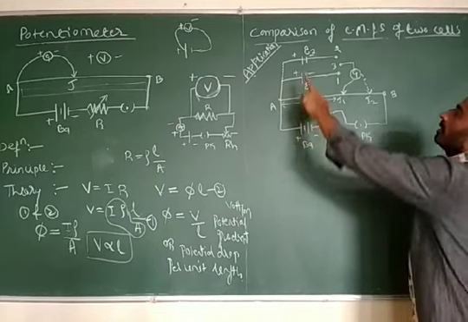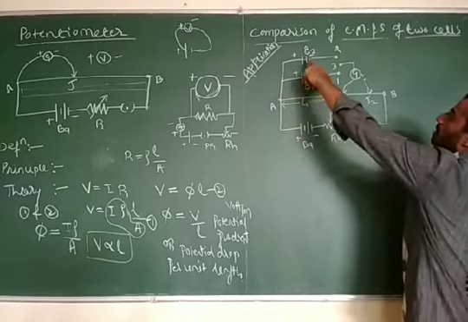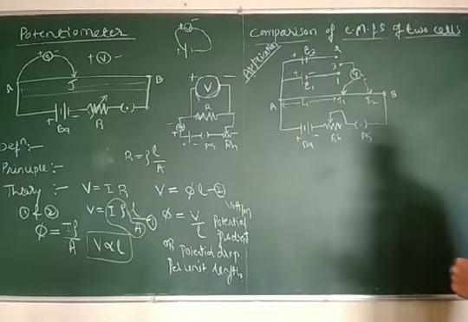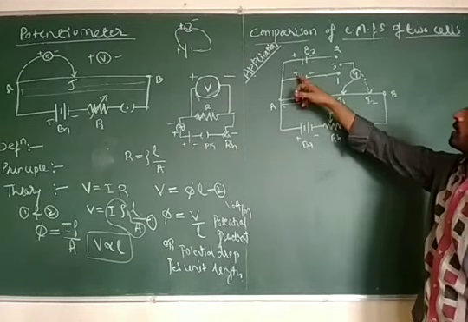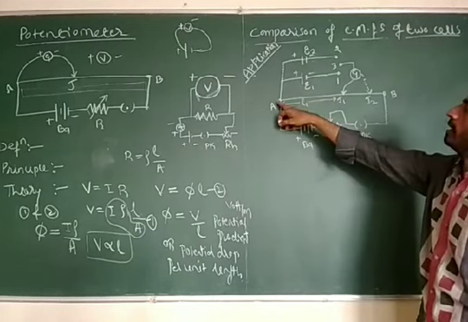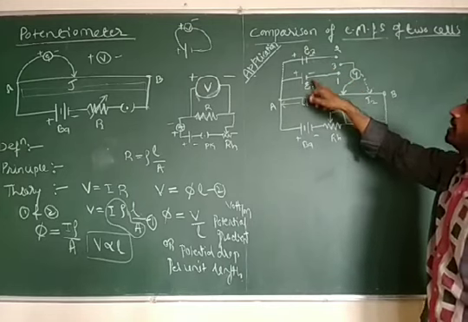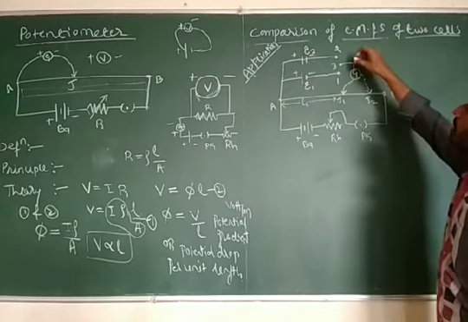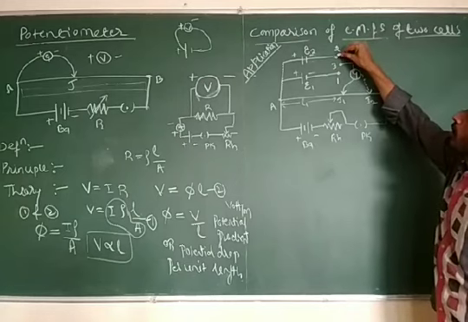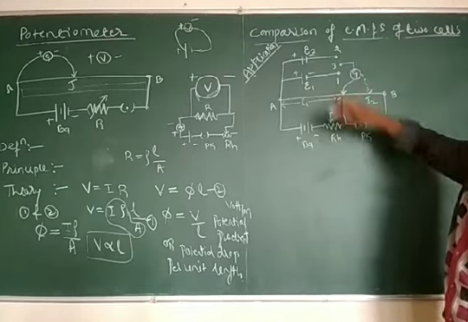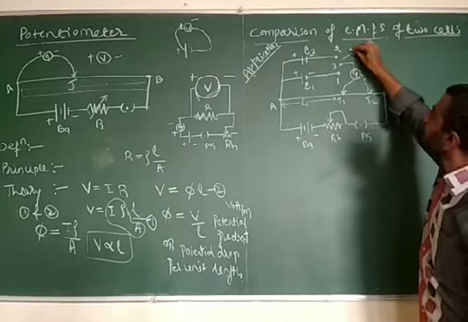Of these two cells, we are supposed to compare the ratio. All the positive terminals are connected to A, and the negative terminals of these two cells of EMF E1 and E2 are connected to the two ends of a two-way key. This is a two-way key.